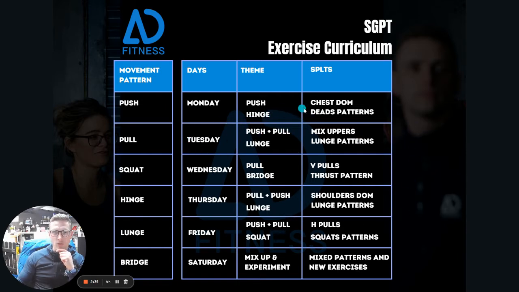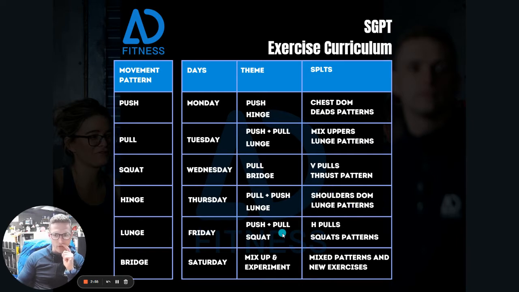Whereas when you're doing a hinge, you're working posterior chain. So on hinge day, you'll be doing a lot of hamstrings, glutes, and low back. Bridge is similar, although it's more specifically glutes. So Thursday we'll be doing vertical pushing and we'll be doing lunge patterns.